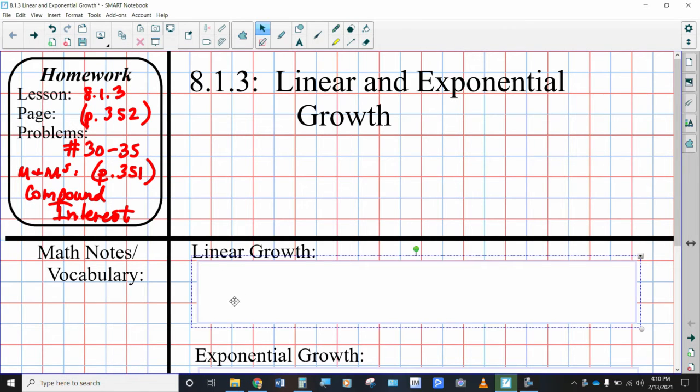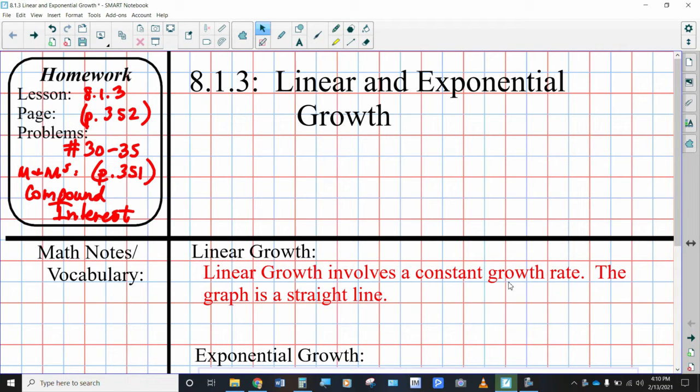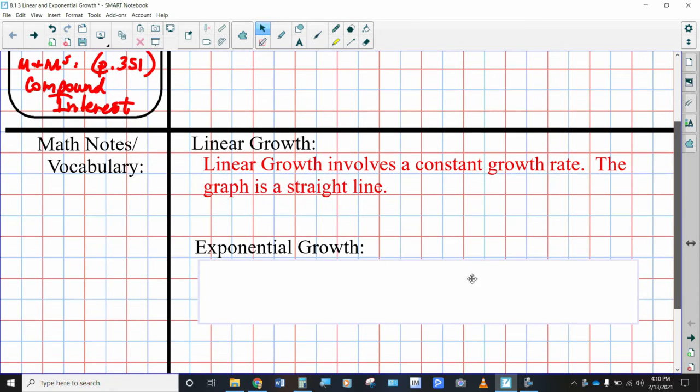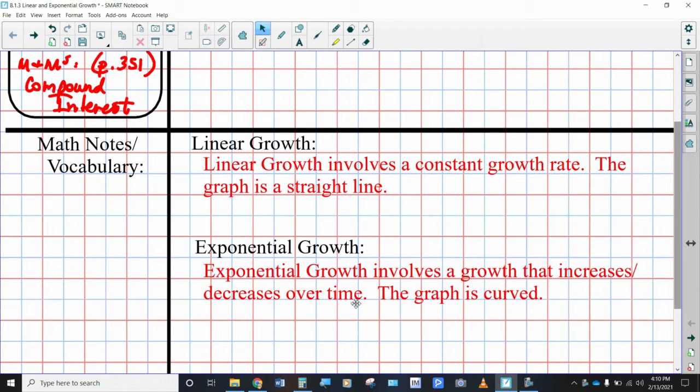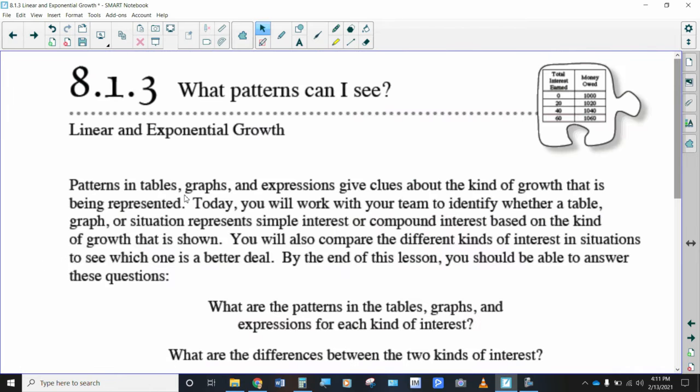First of all, let's remind ourselves: linear growth involves a constant growth rate and a straight line, while exponential growth is not a constant growth rate. The growth either increases or decreases over time, and the graph is going to be curved. So patterns in tables, graphs, and expressions give clues about the kind of growth that's being represented.